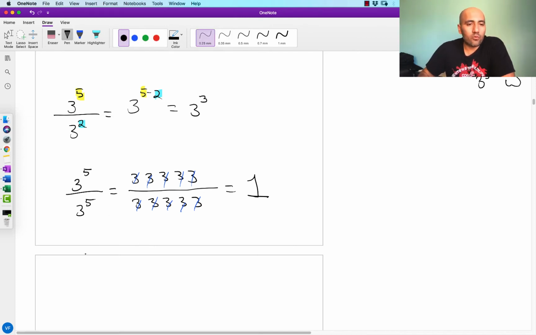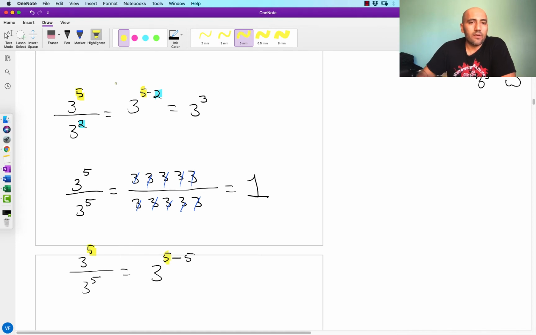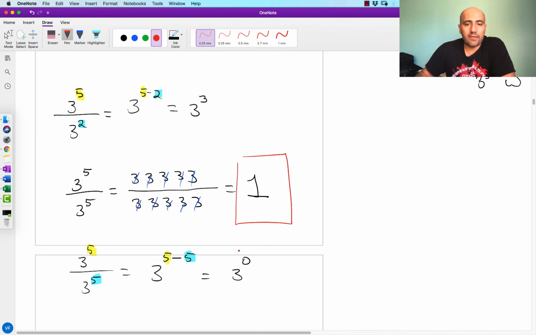But if we apply that rule here, we have 3 to the power of 5 divided by 3 to the power of 5, and we apply that rule, we'll end up with 3 to the power of 5 minus 5. Where I'm getting this is this one, and the denominator one is this one, and so this just equals 3 to the power of 0. Well, we fix it. How do we fix it? We just make sure that we define these two things to be equal.